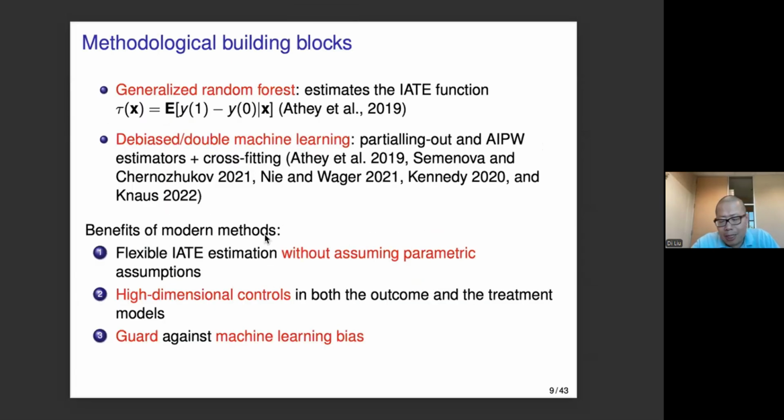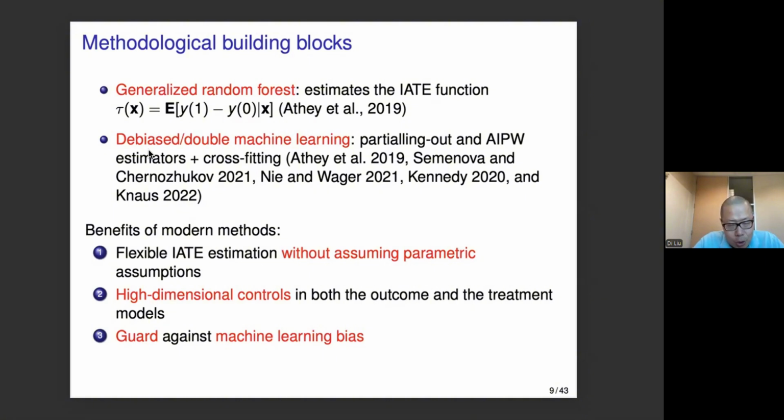Okay, so in today's talk I will mainly talk about how to use cate, but under the hood the mechanism is actually pretty complicated. I will not touch details about how we actually estimate cate, but I want to show you the building blocks in theory to estimate cate. There are two building blocks. The first one is generalized random forest. Generalized random forest estimates the IITE function tau(x) using a version of random forest called generalized random forest. That's foundation one.